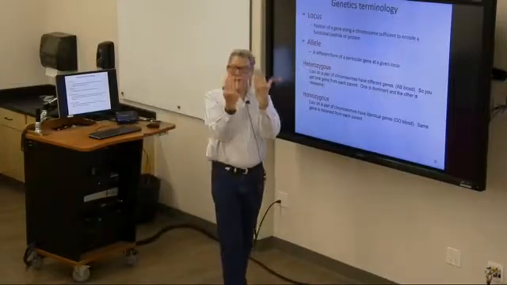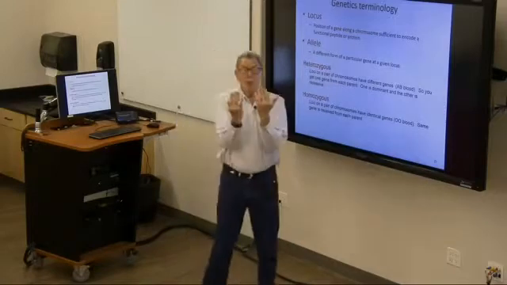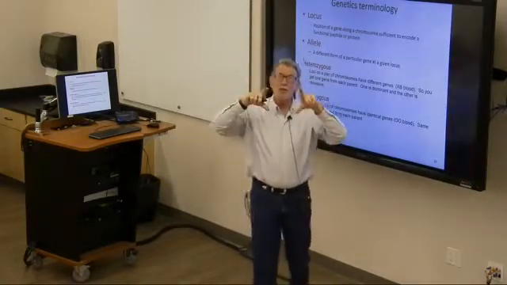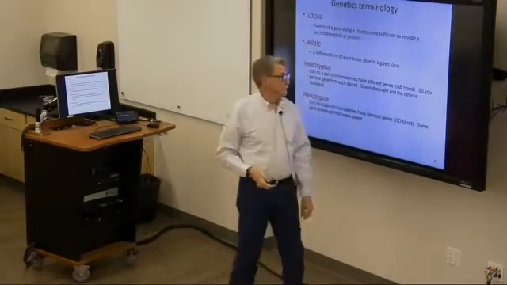Heterozygous means you have two different ones. You have a brown and a blue. Homozygous means you have a blue and a blue, or a brown and a brown. They're the same. You don't have two different genes. They're identical on your two different strands here.